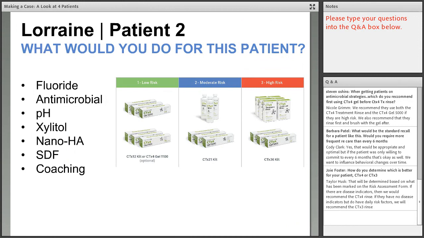So what kind of things would you do for this patient? If you go back to my protocol for a moderate risk patient, what would you recommend for Lorraine in terms of fluoride? Would you do fluoride varnish once a year? Would you recommend it? Would you offer it? Would you offer or recommend some products that might have higher levels of fluoride, or have xylitol or nano-HA? Certainly she does not need silver diamine fluoride. She doesn't have any lesions. And then with the coaching, again, how would you talk to this patient about the chocolate and the dietary issue?